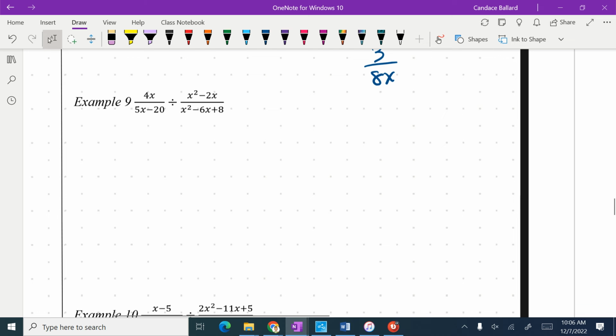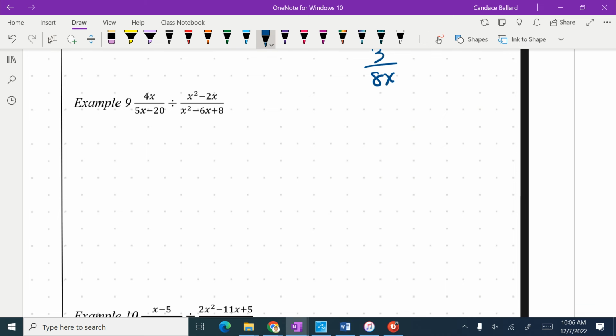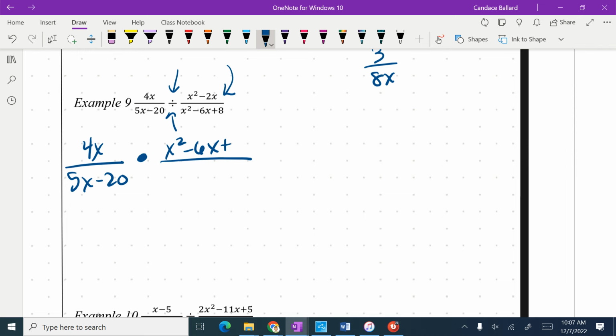Let's do number 9 together. So we're going to go a little bit faster this time. So I see division. What does that mean I have to do to the back piece? Flip it and switch this division to what sign? Multiplication. Good. So we've got 4x over 5x minus 20. Switch to multiplication and flip this fraction over. So x squared minus 6x plus 8 over x squared minus 2x.